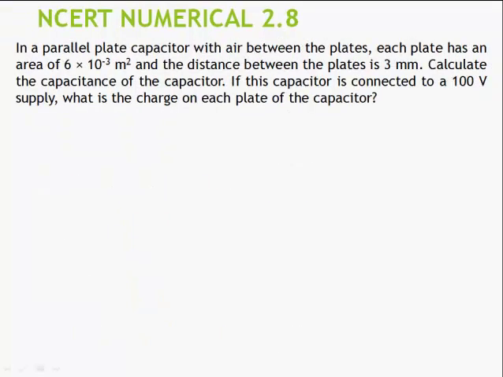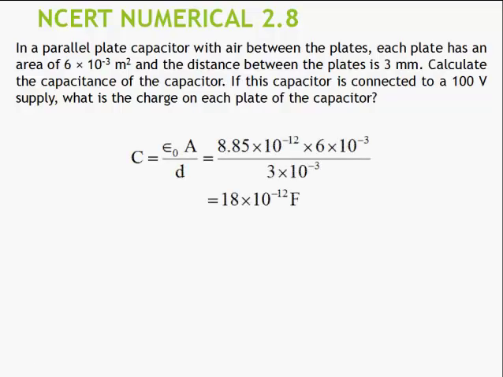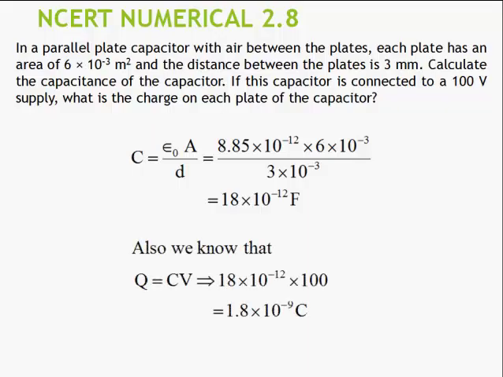Second question, 2.8 parallel plate capacitor. It has given the distance between the plates, area, that means you can know the capacitance also. Charge to 100 volts and find the charge. We first find the capacitance, epsilon naught A by d. You place the values of A and d. We get 18 picofarad. Now it's connected to 100 volt. Q is equal to CV. We get 1.8 nanocoulomb for this. Straight formula, nothing specific.